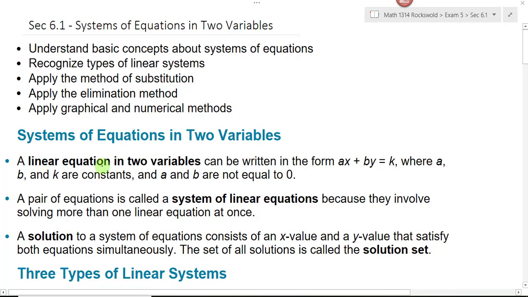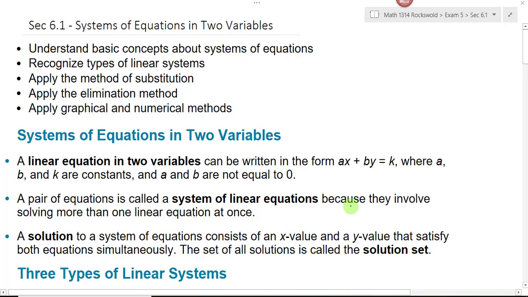A linear equation in two variables can be written in the form ax plus by equals k, where a, b, and k are constants. So x and y would be the variables in this equation, and a and b cannot be equal to 0. A pair of equations is called a system of linear equations because they involve solving more than one linear equation at the same time.